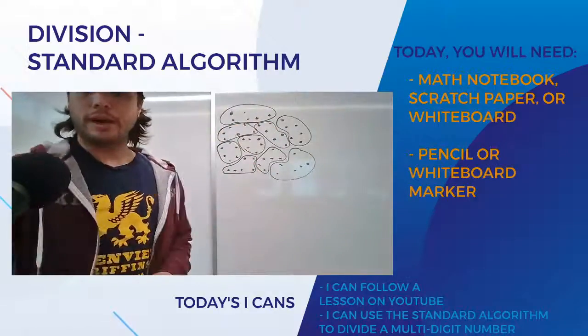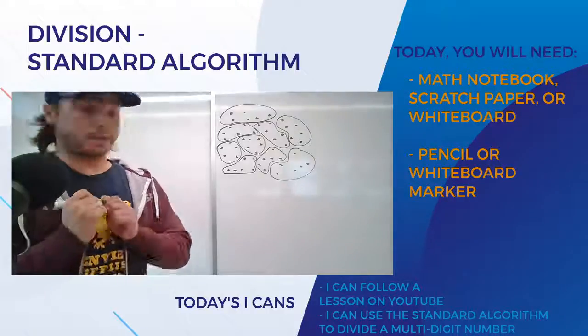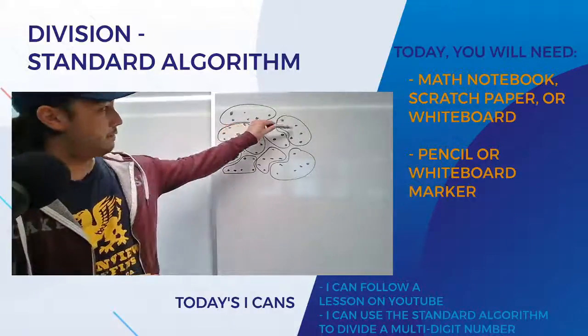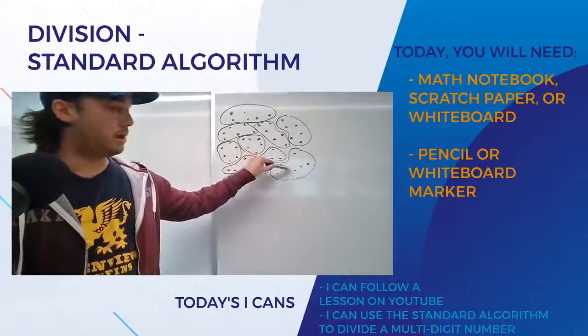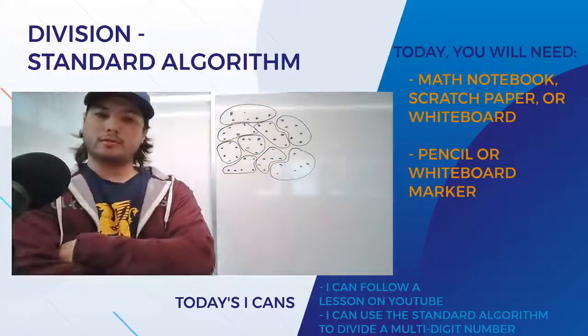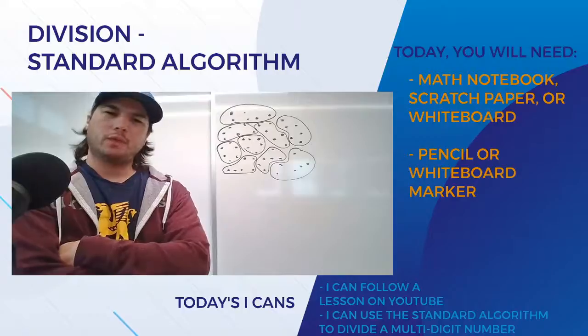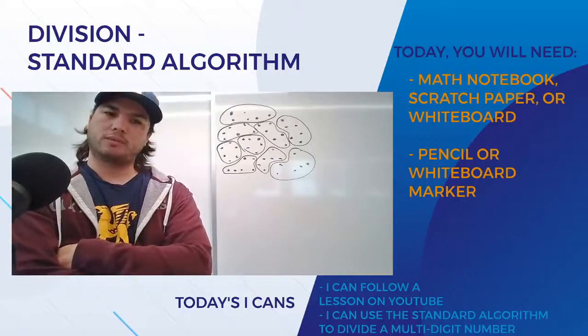Okay, there's my groups of 6. Now I'm going to count up how many groups I have. 1, 2, 3, 4, 5, 6, 7, 8, 9. So I have 9 groups of 6 makes 54, which we proved yesterday, in fact, when we talked about multiplication.